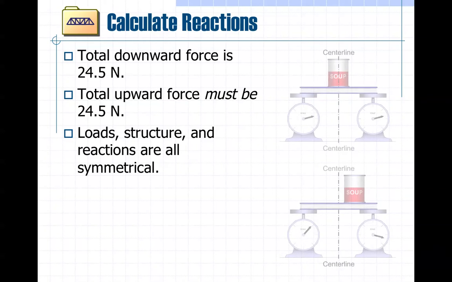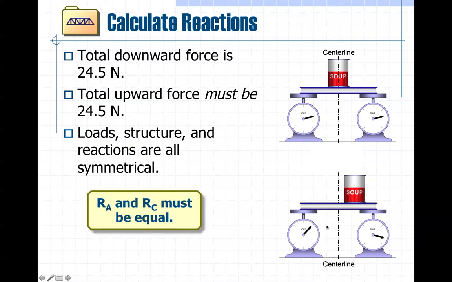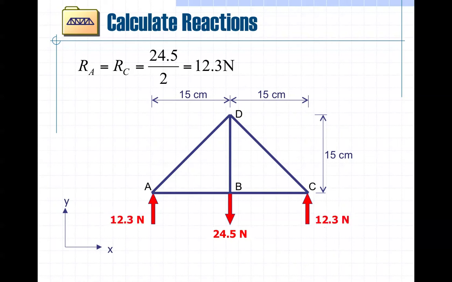Right? So everything is symmetrical, right? The load is in the middle, so the reactions are equal. If the load was off center, then they wouldn't be equal. We kind of know that. We've done this already in class. So I know that these are equal and that they're equal to 24.5 total. So they're each equal to 12.3 newtons. I round it up to the nearest tenth of a newton. Okay, so that's the first step.